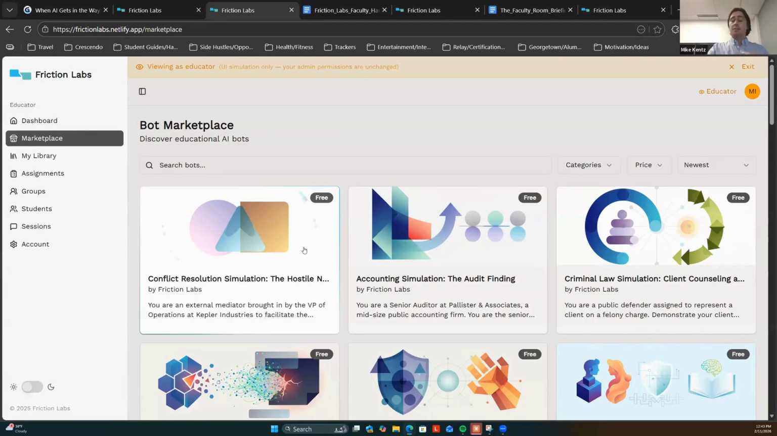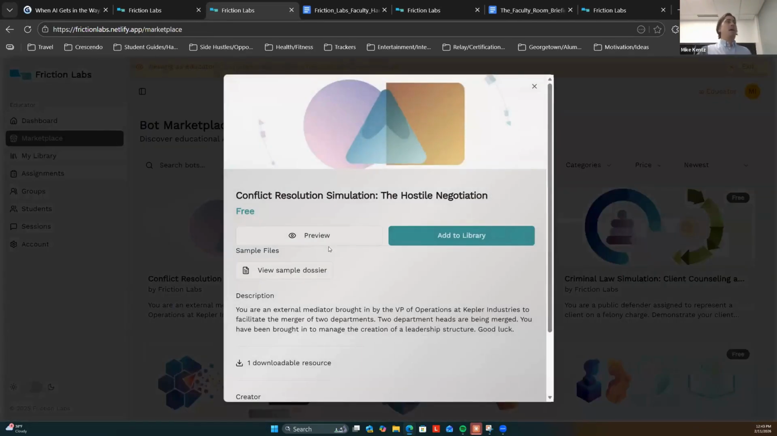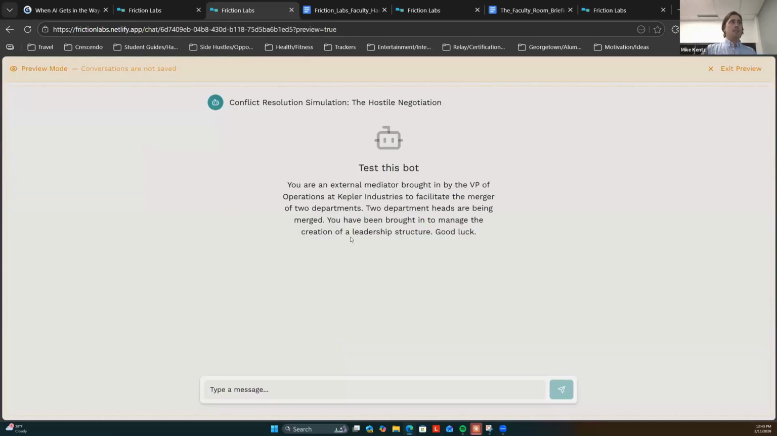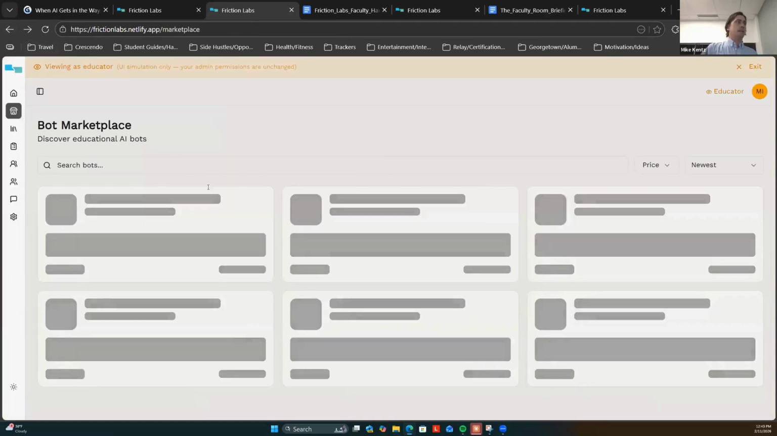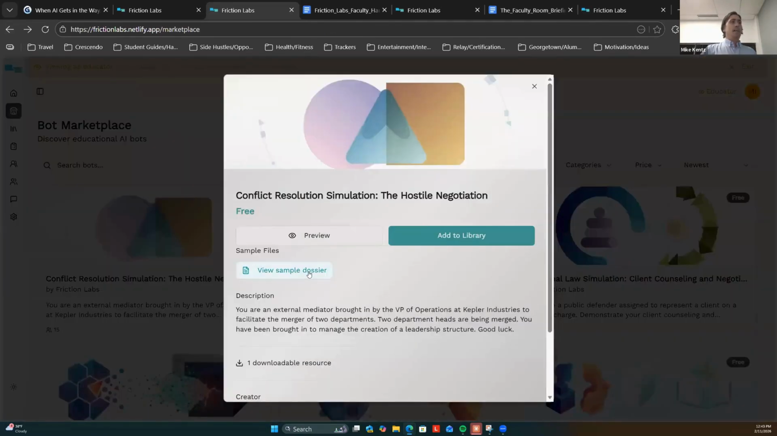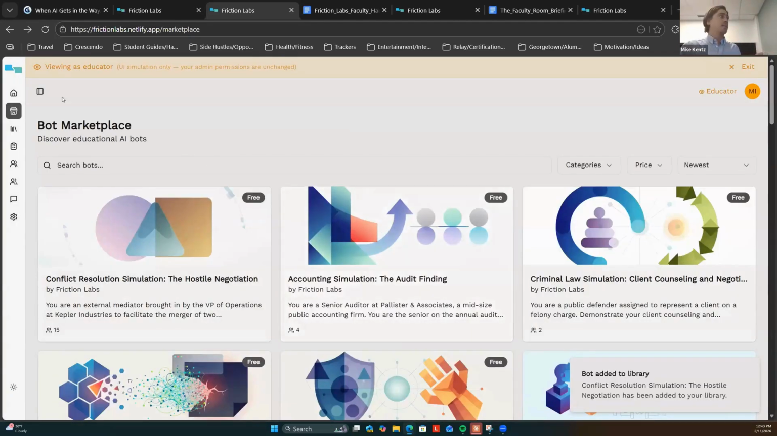Inside of the marketplace, this is where you'll see not only your own bots that you've created, but bots that other people have created and published to the world, if you want to co-opt them. If someone publishes one that they think is good and they want to share it with everybody, you can add it to your library. So let's see, this is the conflict resolution one. I can preview it here, which is going to take me to that screen where I can test it to see if I like it. We can also attach things as you make them, and you can do that as well. So we've got the sample dossier here, or I can just add it to my library if I think it's going to work well in my class.